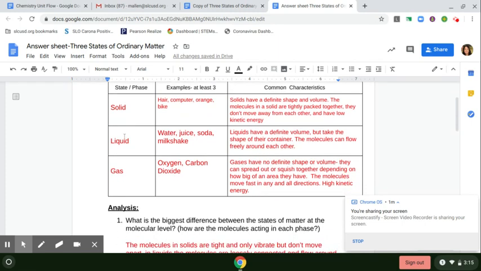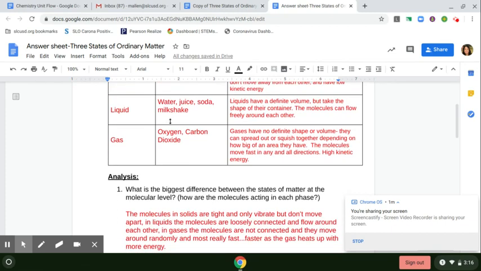And then for liquids, my examples that I came up with were water, juice, soda, milkshake. And then the common characteristics of liquids are they have a definite volume, but they always take the shape of their container. So depending on what you pour that liquid in, the shape will change. But the amount, or the volume, won't. The molecules can flow freely around each other.